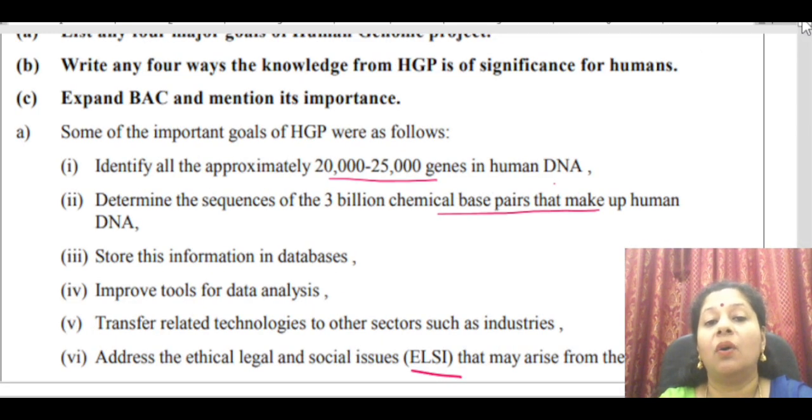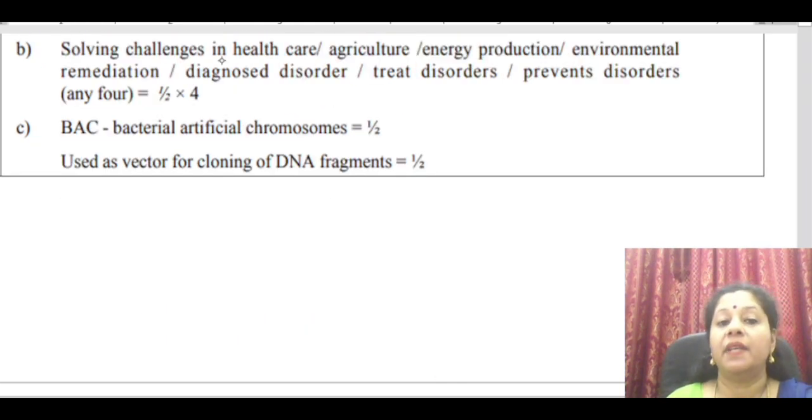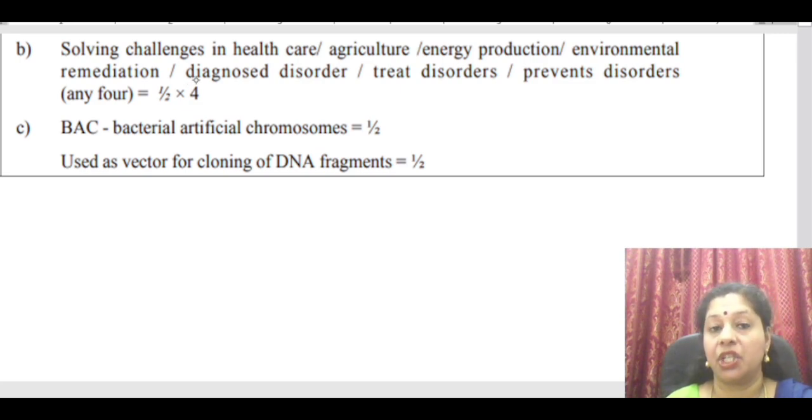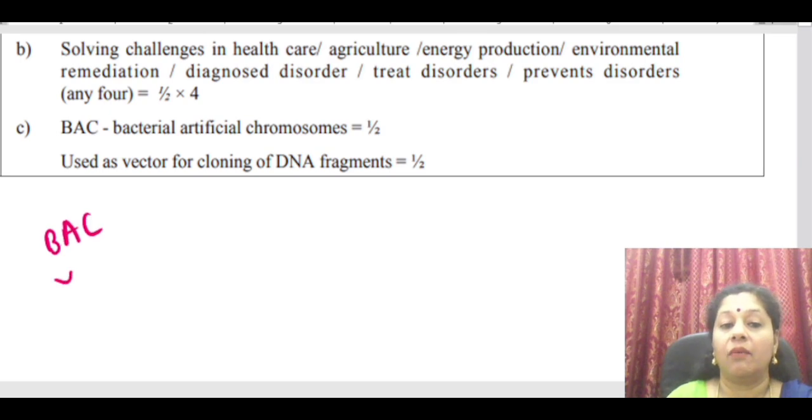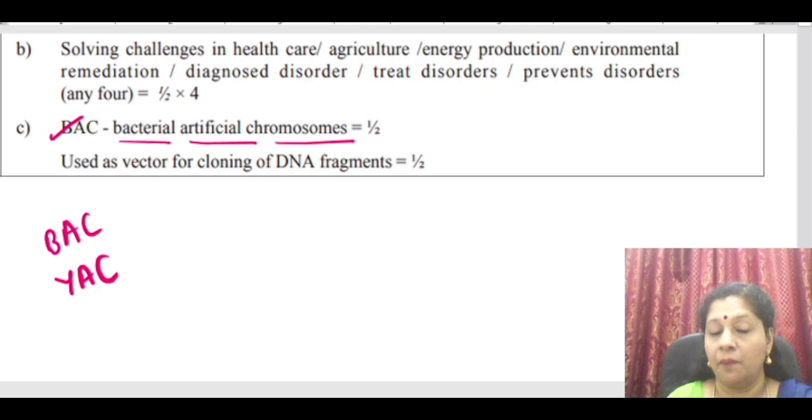Any 4 ways the knowledge from HGP is significant for humans. How can HGP help us? Solving challenges in healthcare, agriculture, energy production, environmental remediation, diagnose disorders, treat disorders, prevent disorders, any 4 of these. And also the 2 vectors used in HGP were BAC and YAC. BAC only is asked here, that is bacterial artificial chromosome, and YAC also was used as a vector, yeast artificial chromosome.